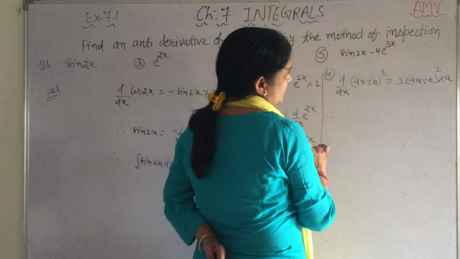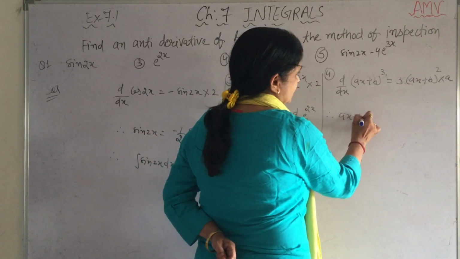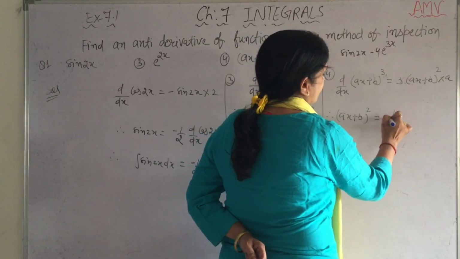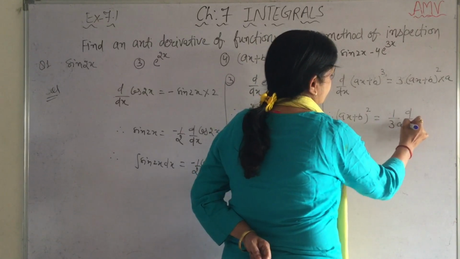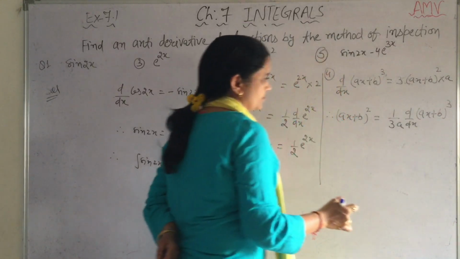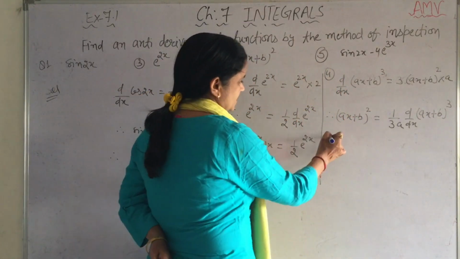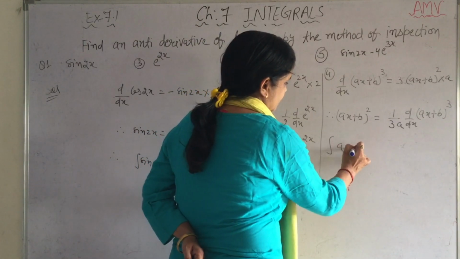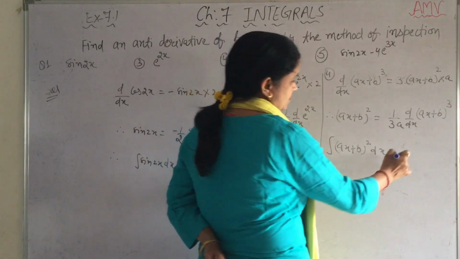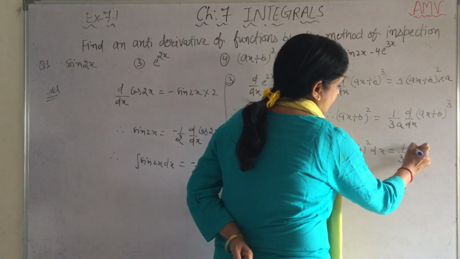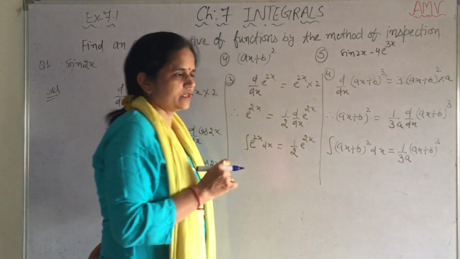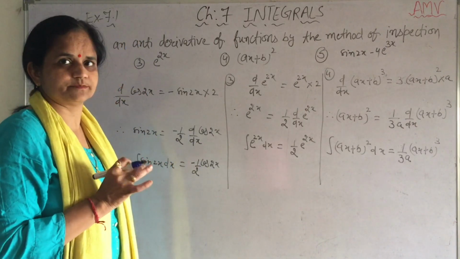So now, if we are finding (ax plus b) whole square only, it is 1 by 3a d by dx of (ax plus b) whole cube. Now integrating here, the integral of (ax plus b) whole square dx is 1 by 3a times (ax plus b) whole cube. So this is the answer.